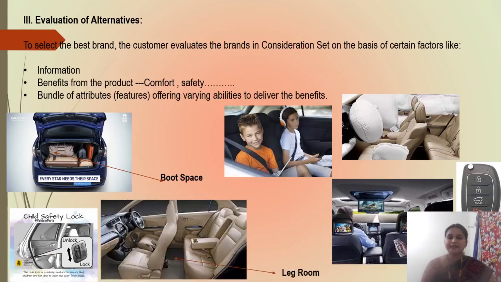The third step in the consumer's buying decision process is the evaluation of alternatives. To select the best brand, the customers evaluate the brands in the consideration set as well as in the choice set on the basis of certain factors like information, benefits from the product, and a bundle of attributes or features offering varying abilities to deliver the benefits, etc.